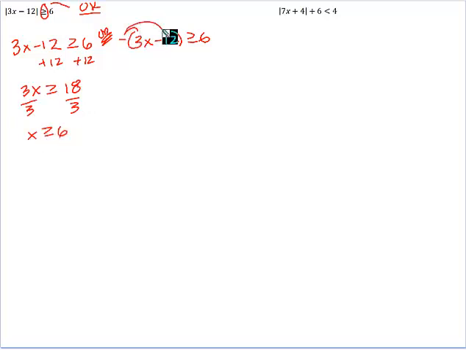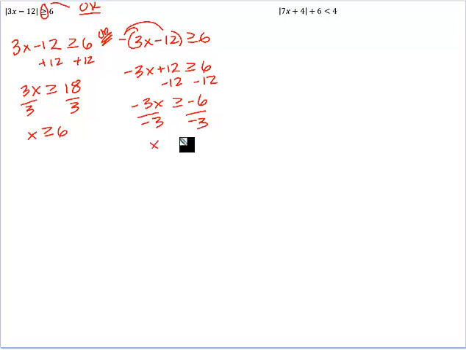Okay, next up, distribute the negative. Negative 3x plus 12 is greater than or equal to 6. Subtract the 12. So negative 3x is greater than or equal to negative 6. Divide by negative 3, so x is less than or equal to 2, or.